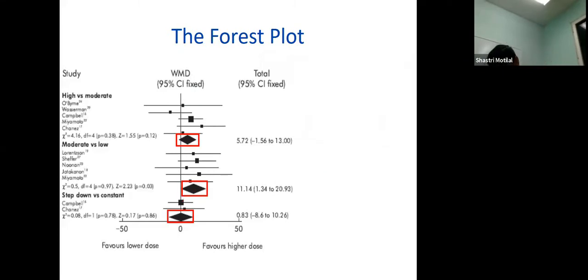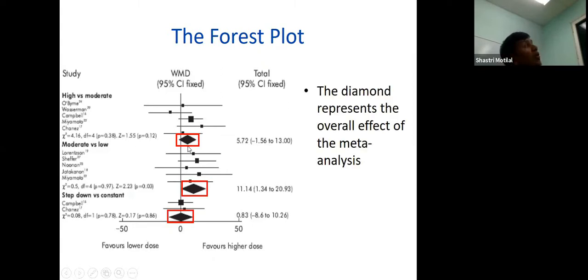What do these diamonds refer to? These diamonds refer to the meta-analysis for the studies above. So this diamond here refers to the overall results for these 5 studies. These 5 studies, 1, 2, 3, 4, 5, are represented all together as this diamond. This diamond represents all the studies above it, right? So usually that's what the diamonds refer to: the combination of all these studies above.